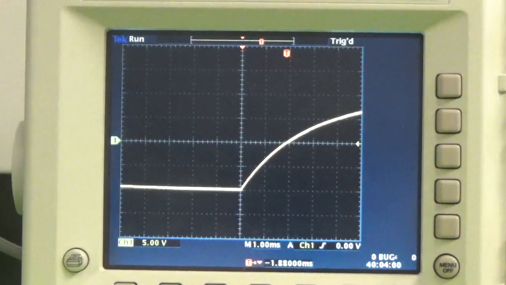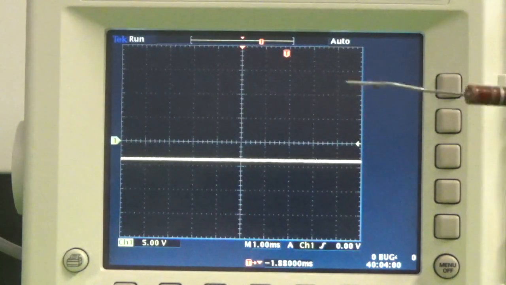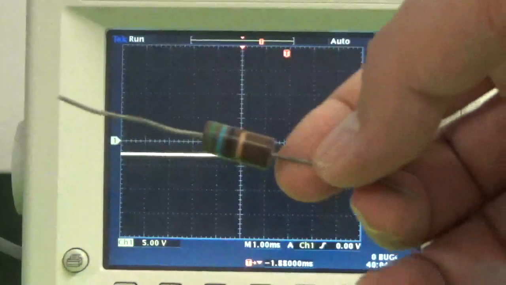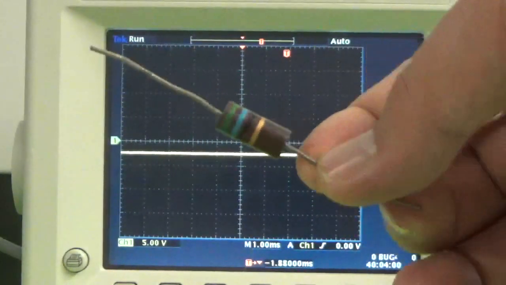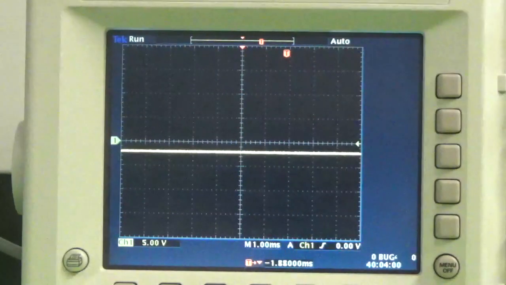Okay. Now I will remove this 118 ohms resistance and replace it with another resistance that has a smaller value. It is 59 ohms, and see what will happen.